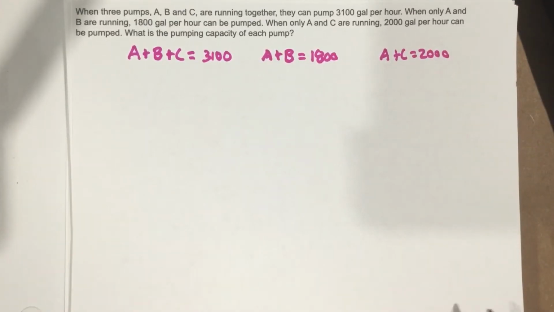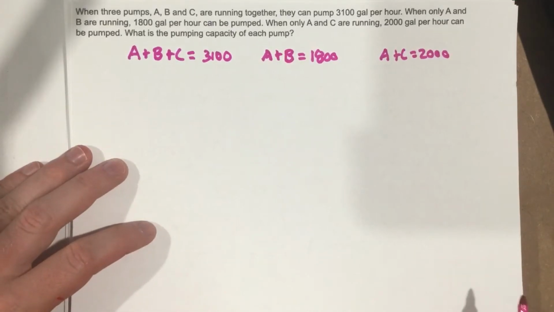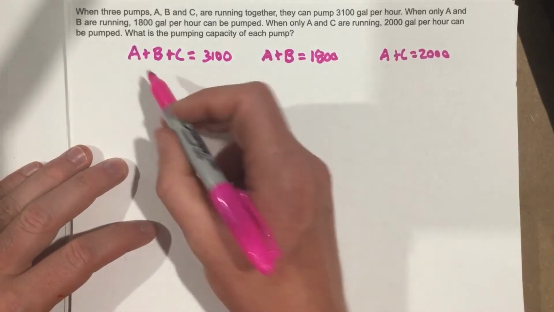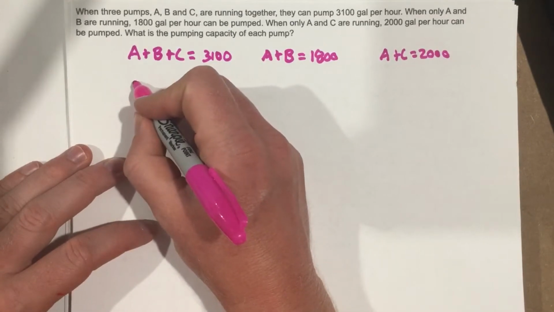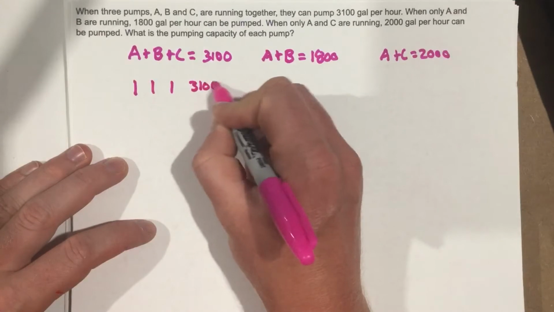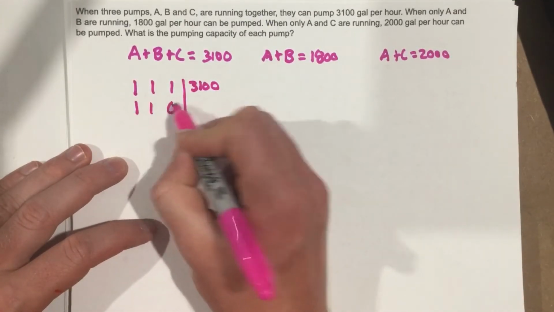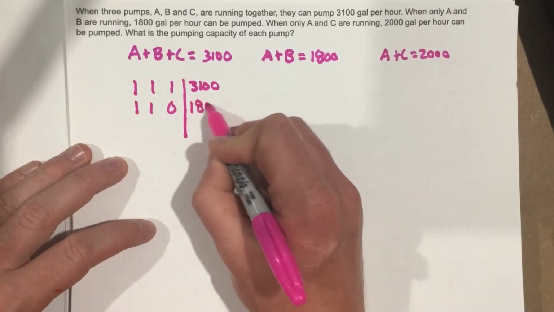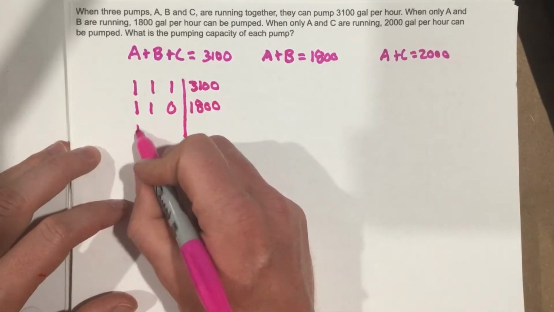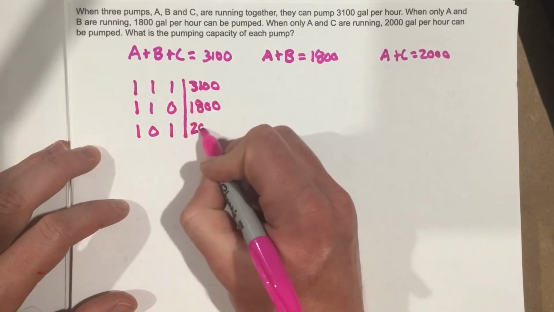Now I imagine that we could solve this numerous ways, of course. They're probably wanting us to use Gaussian elimination here. So let's go ahead and use Gaussian elimination. So we'd end up with 1, 1, 1, 3,100. We're making an augmented matrix here. We end up with 1, 1, 0, 1,800 here. And 1, 0, 1, 2,000.